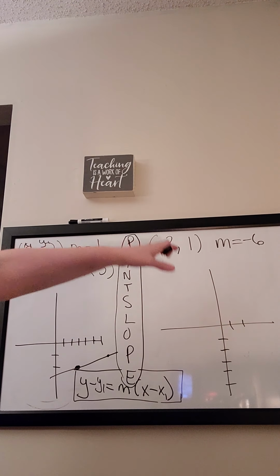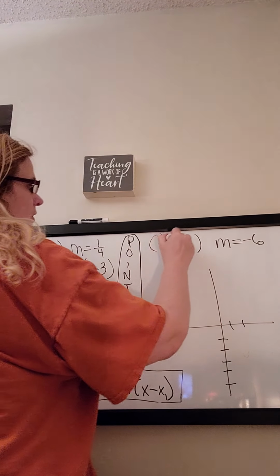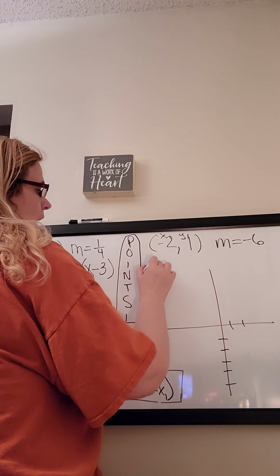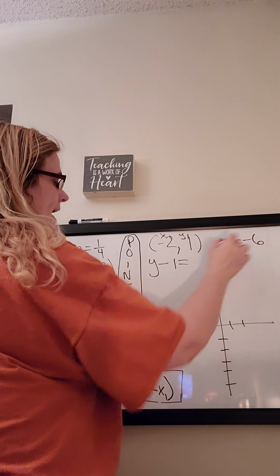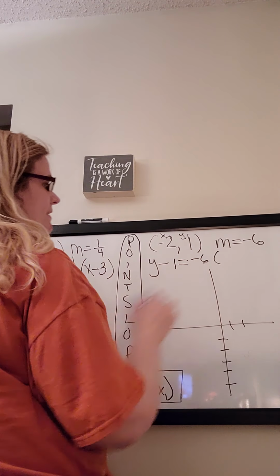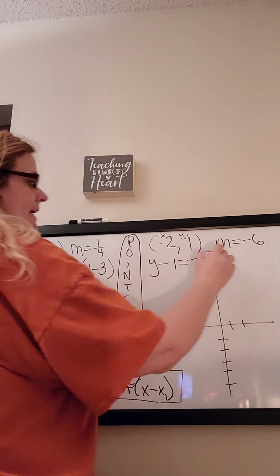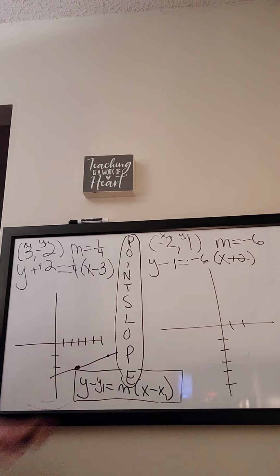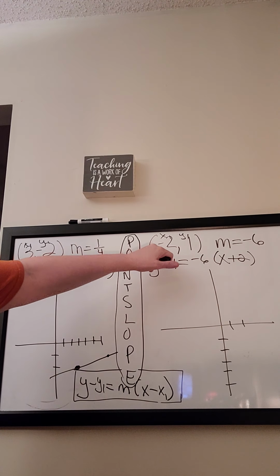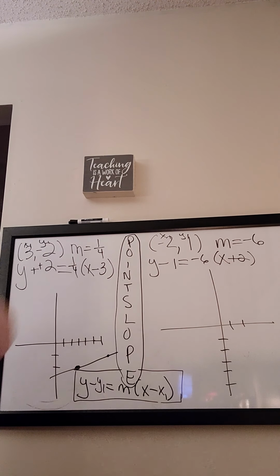Okay? Over here, we're going to put this in point slope. So this is x1, y1. So it is y minus 1, y minus y1 equals m, which is negative 6, times x minus x1. So that's minus a negative, it's going to be plus a positive. Because the formula is minus, if it's a negative, it's going to be a positive. So that's done, that's point slope.